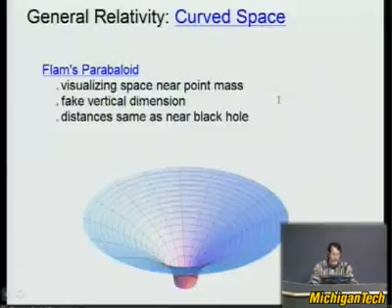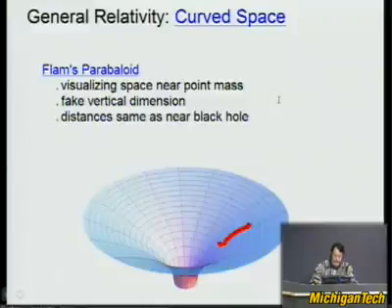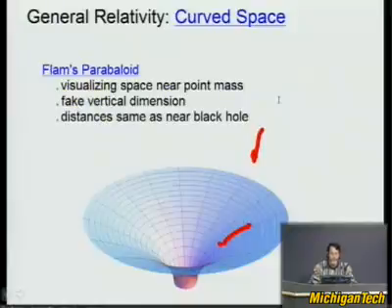One way to picture it is through Flamm's paraboloid. This is a way of visualizing space near a point mass. So distance is on here. If you measure a distance on this paraboloid, it would be as if living in Euclidean flat space. But if you measure the space on the paraboloid, you get distances as if you were in general relativity near a black hole. So it is a way of picturing it. And if you could make it, you could actually sit there with your tape measure and measure distances that way.